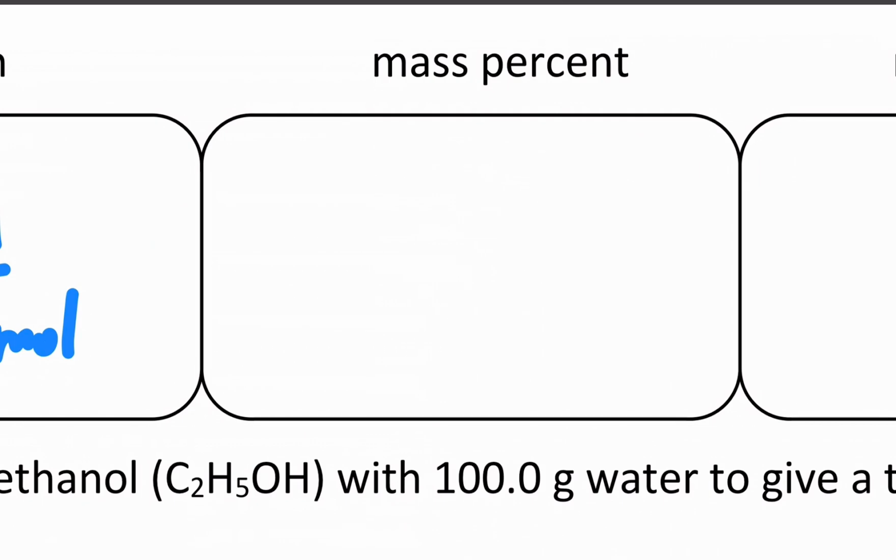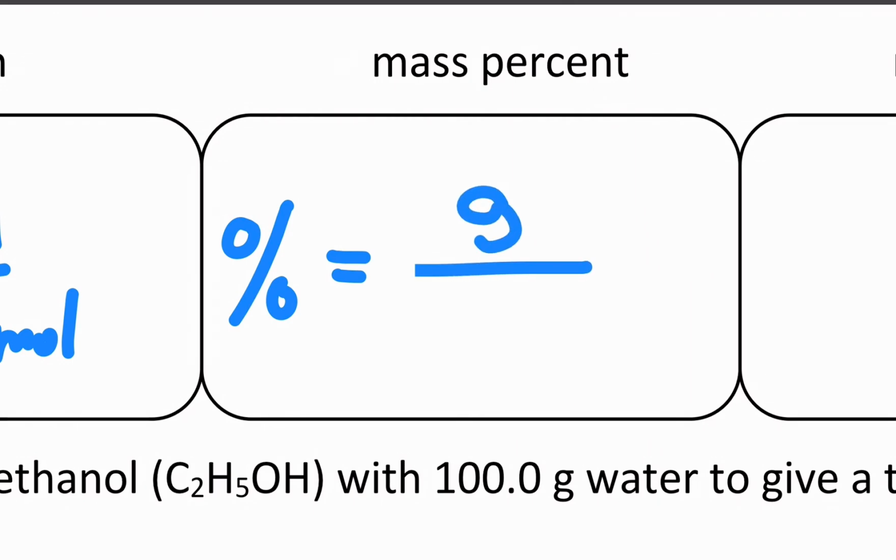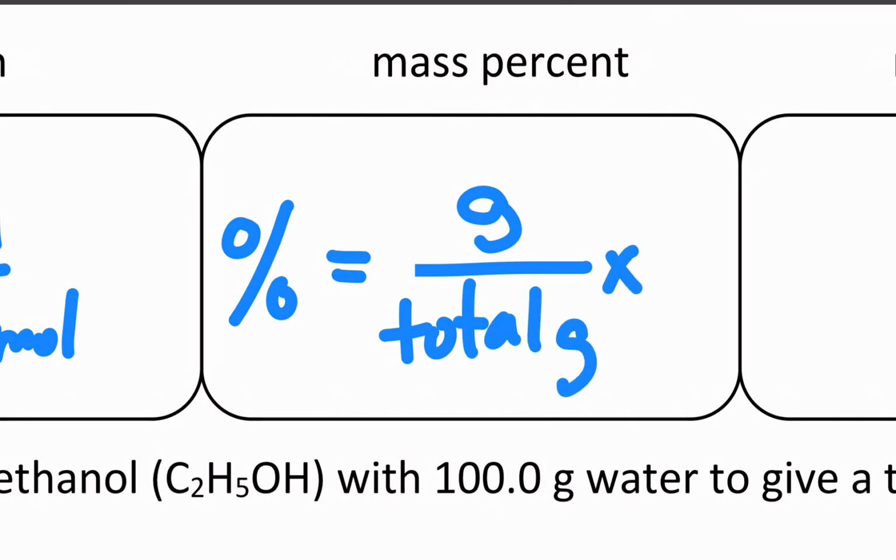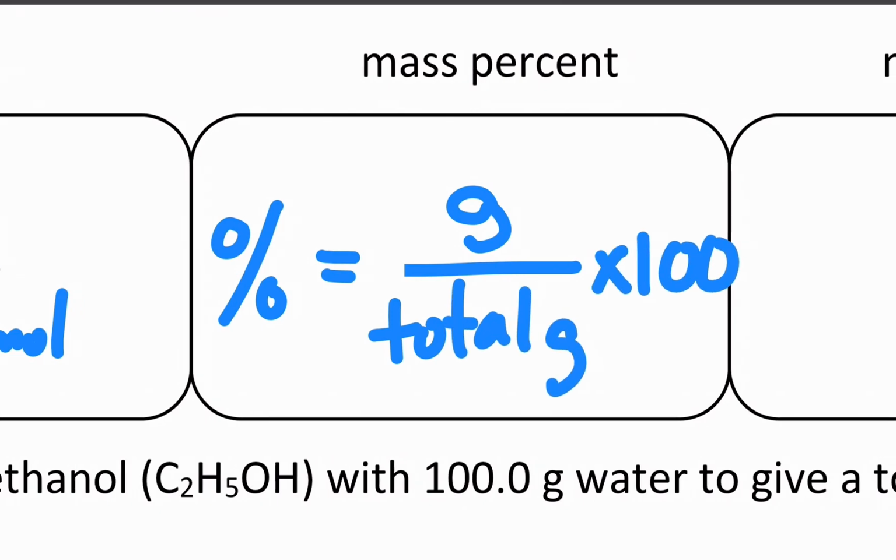Speaking of mass, we also have mass percent. We've used this before, but here it is again, because it's still a representation of concentration. It's the mass of some part divided by the total mass. I'll just say grams, and because it's a percentage, it's multiplied by 100.